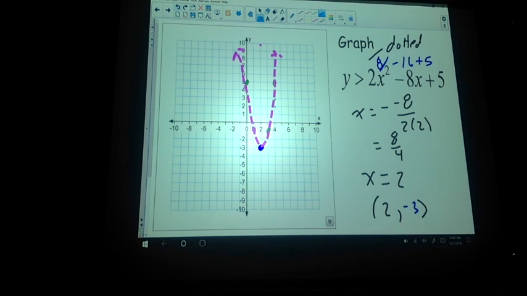Is 0, 0 right now outside of our parabola or inside of it? Does everyone agree with that? Yep. 0, 0, good test point? Yeah, so I'm just going to say, hey, this is our test point. If I take 0, 0 and I plug it in here, it doesn't work. I get 0 is greater than 5. True or false? False. So I shade where? Inside the parabola.